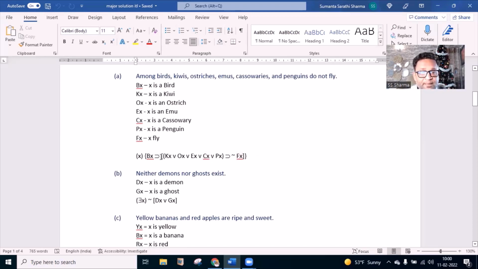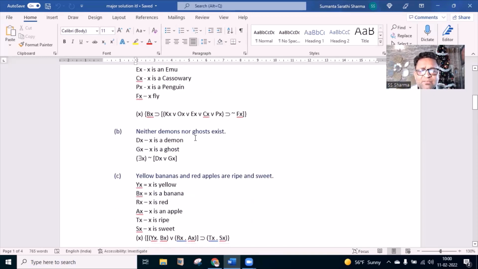Now, the thing is that this is an exportation kind of thing. So even if you put bx dot kx, wedge ox, wedge ex, wedge cx, wedge px in one bracket, and then you put an implication and say negation of fx, that will also be the right answer, because the exported understanding of this is also going to be the right answer.